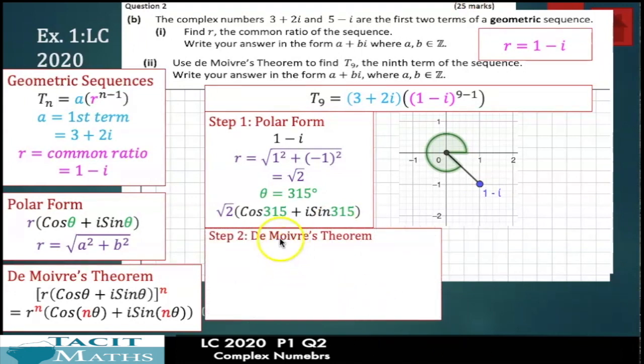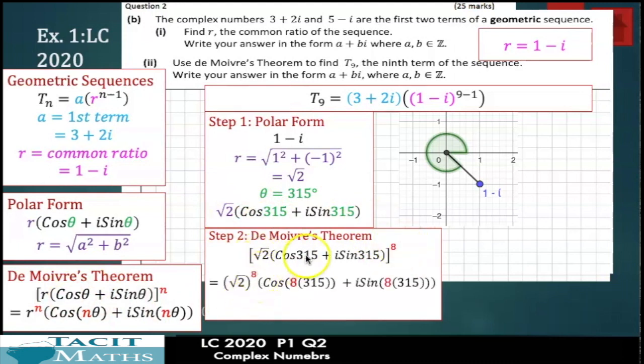Then to use de Moivre's theorem, we want this to the power of 8. You just use your de Moivre's theorem there. So the root 2 goes to the power of 8. We multiply our angle by 8. It looks quite complicated, but when you multiply it out, root 2 to the power of 8 is 16. Cos of 8 times 315 comes out as 1, and sin comes out as 0. So 16 times 1 plus 0i is just 16. You should nearly always find, though it's not a hard and fast rule, that it simplifies down to something simple like this.